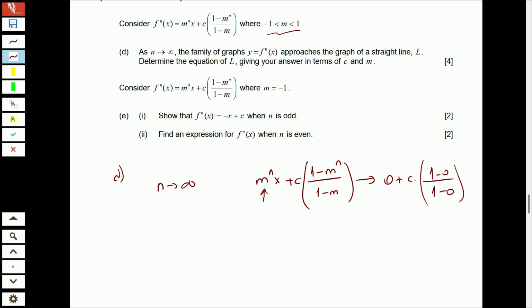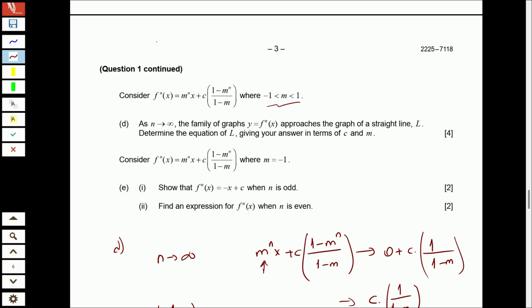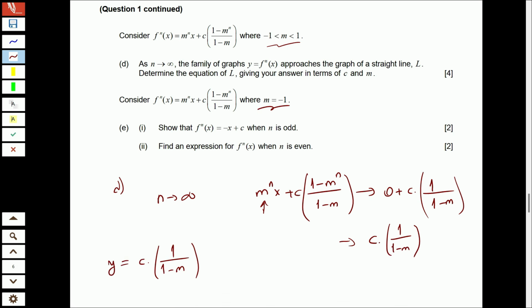Or here is gonna be, wait, here is gonna be m. Yeah, sorry. So, which means c times 1 over 1 minus m, we can write the line y equals c times 1 over 1 minus m. The next question is consider again the n composition of f where m equals minus 1. Show that this function is an odd function.